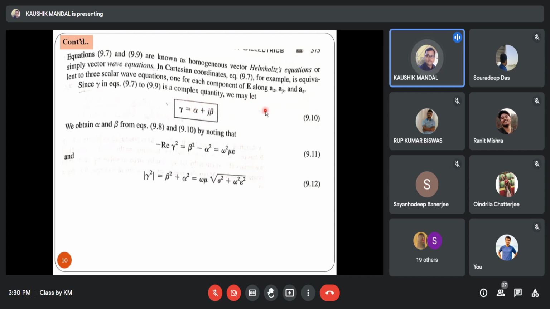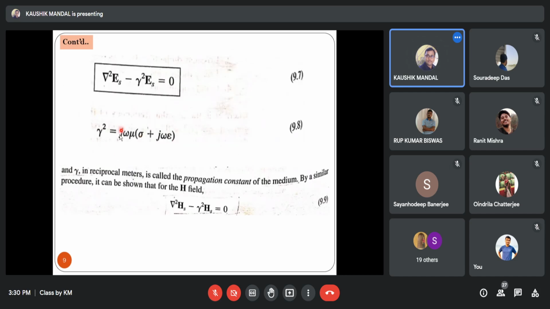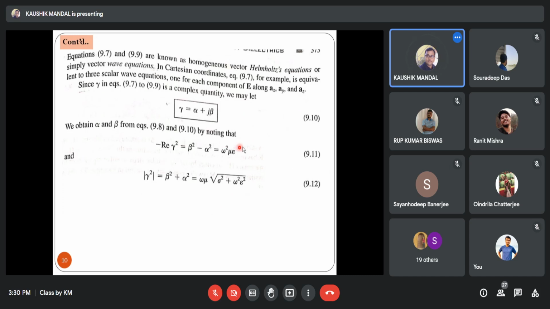So basically from 9.8 and 9.10, we can note it in that particular form, that is, the real part of gamma square equals beta square minus alpha square, that is equal to omega square mu epsilon. And the mod of gamma square equals alpha square plus beta square, that will be equal to this.